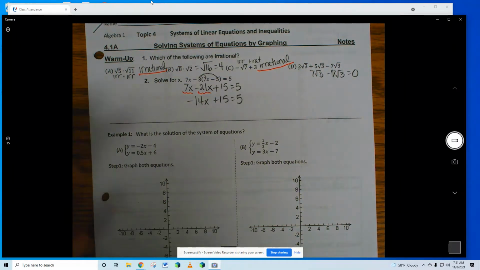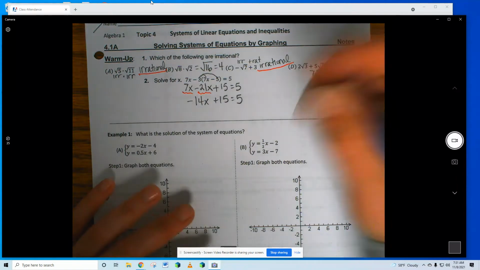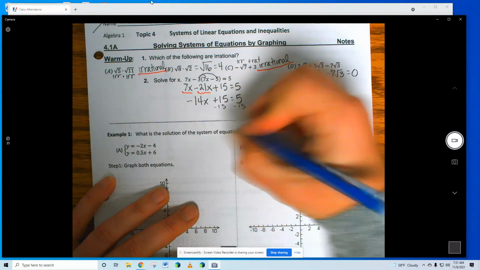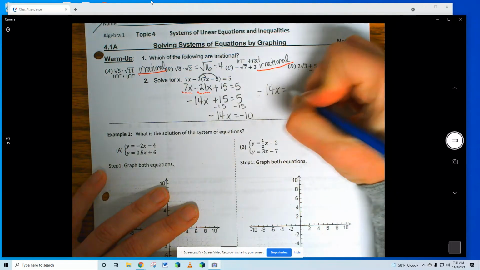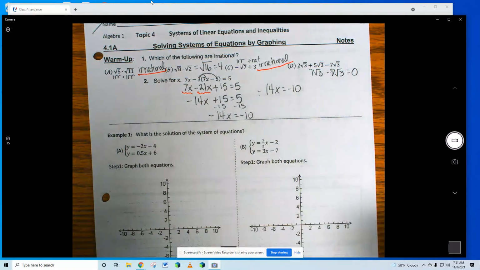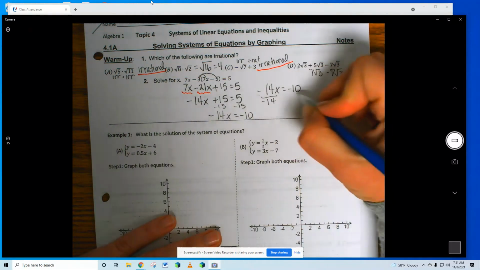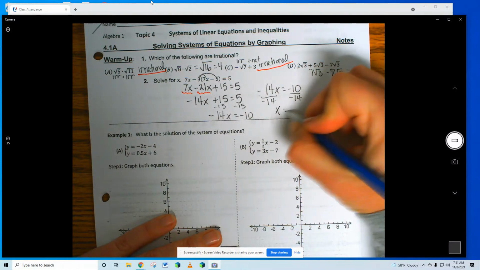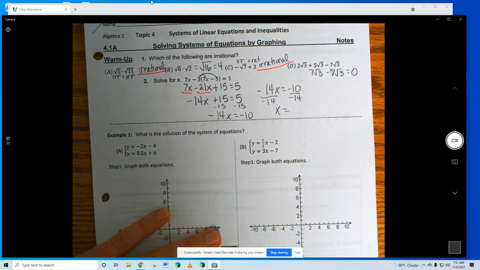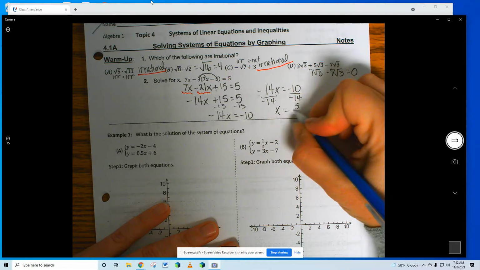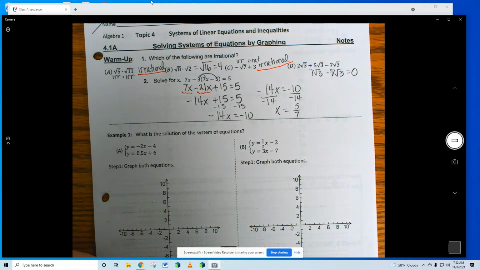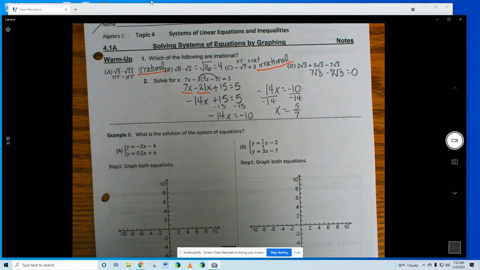What do I do next? Someone tell me quick. Subtract 15. Negative 14x equals negative 10. Well, that's not that exciting. Maybe it is exciting because it's an improper fraction. Or it's not improper, it's normal. 10/14. 2 goes into both of them. Right? 5/7. So don't forget how to do these basic things.